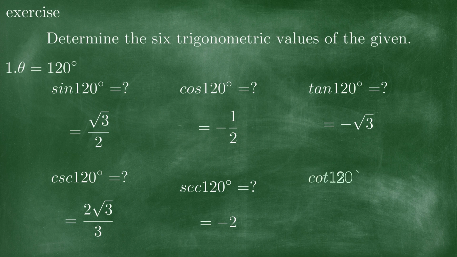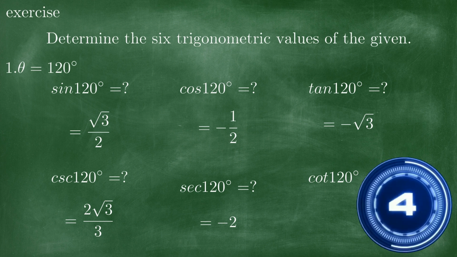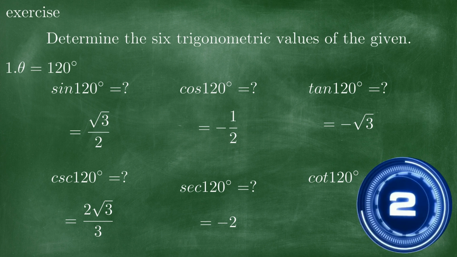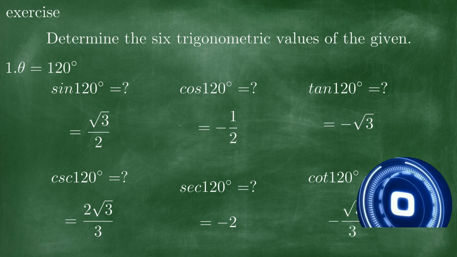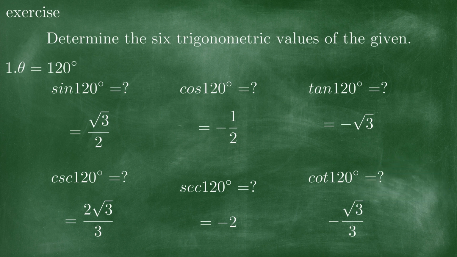And how about the last one? Cotangent 120 degrees. Perfect! That is negative square root of 3 over 3.